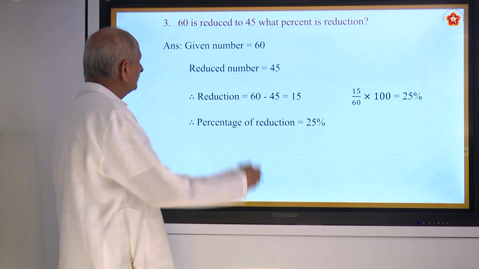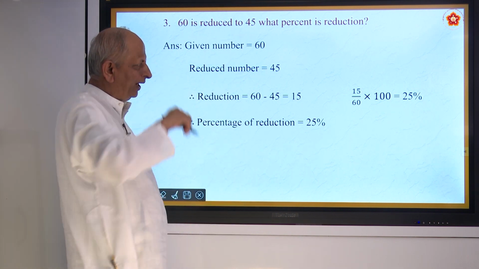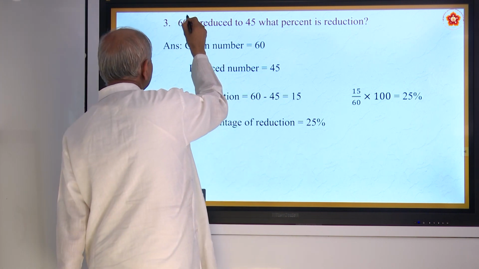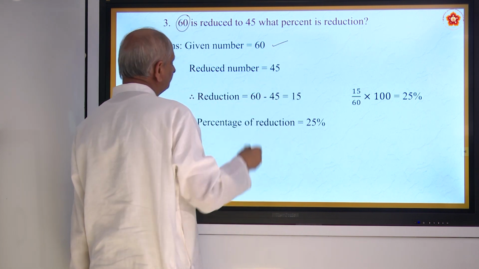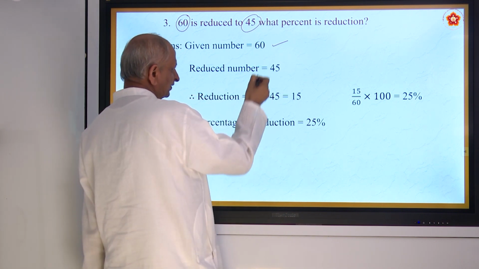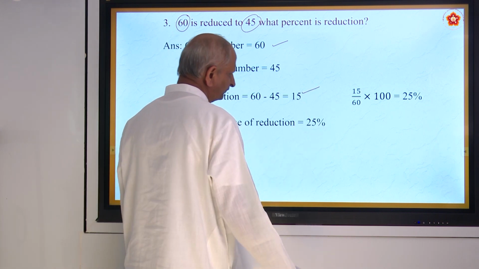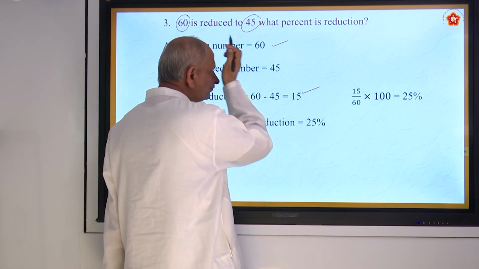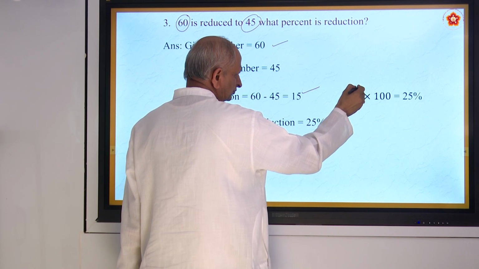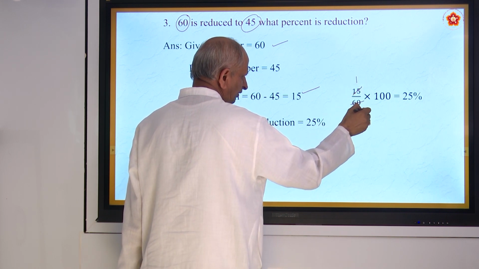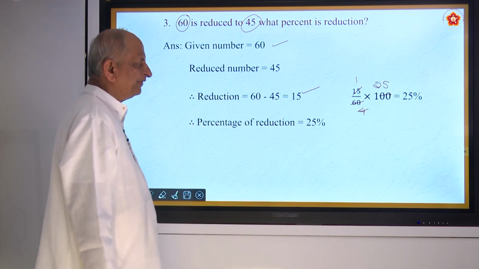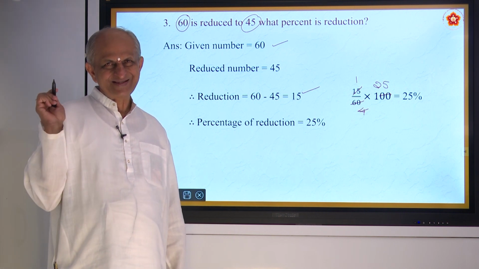Okay, next problem. 60 is reduced to 45. What percent is the reduction? So here is a number called 60. Given number is 60. Reduced number is 45. So how much reduction? 60 minus 45 becomes 15. And 15 for how much? 60. Originally it was 60. So 15 by 60 into 100. And if you simplify it, 15 ones are 15, fours are 60, 4 ones are 4, 25. Answer is 25%. Is it okay?